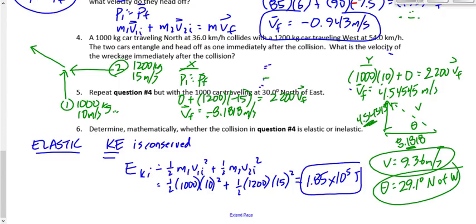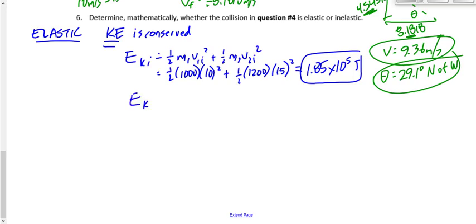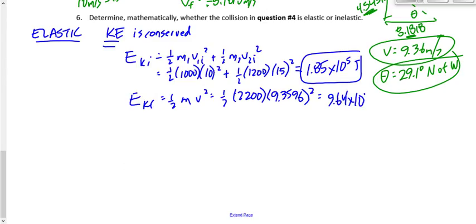My final kinetic energy, there's only one object now. The mass of that object is 2,200 kilograms. And velocity is 9.3596 meters per second. I don't care that it was at 29 degrees north of west, because kinetic energy is a scalar. That mattered to me when I was calculating momentum, not for kinetic energy. This works out to be 9.64 times 10 to the 4 joules.